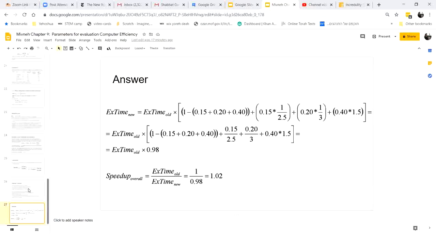Okay, that's it. That is Amdahl's law. I think probably in the homework you have another example, which you can do yourself. It's a little bit confusing, but the math is straightforward. Let's go to chapter 10.